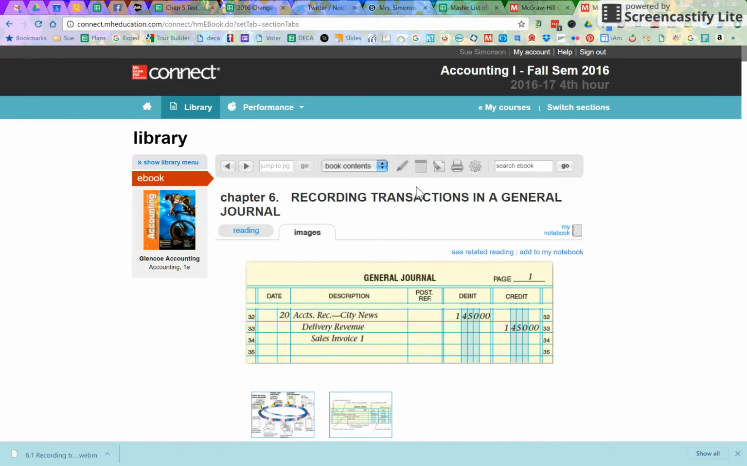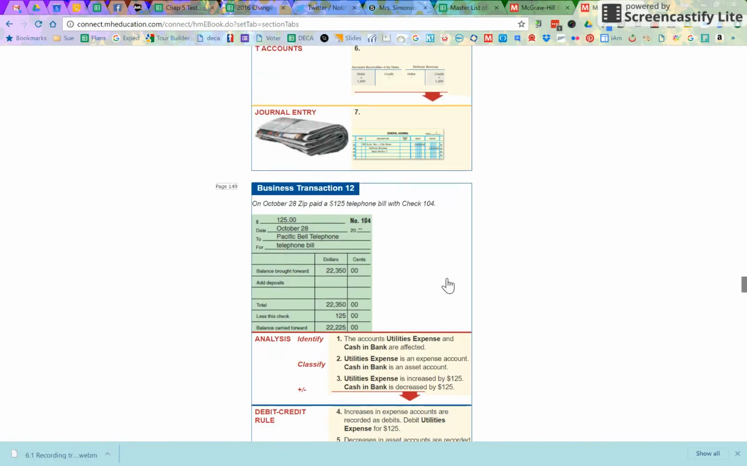Accounts receivable is the debit. It's going up. Revenue is the credit. It is going up as well, and it's our sales invoice number 1. It's our first revenue transaction.